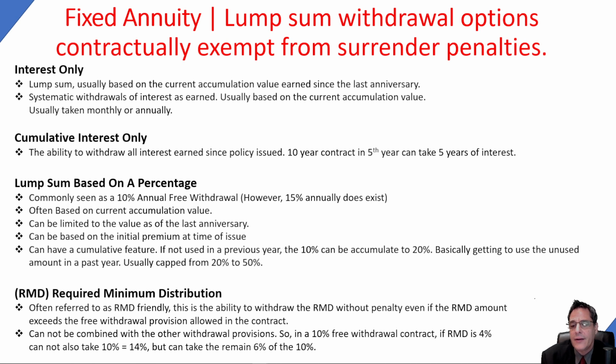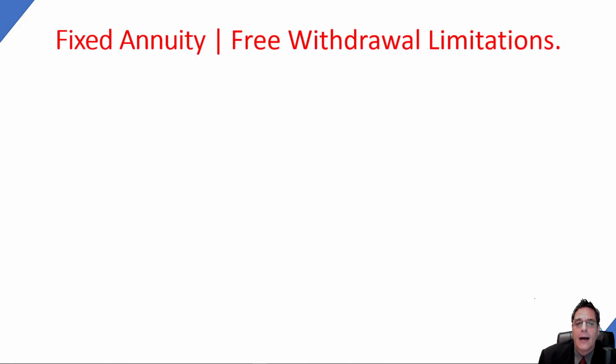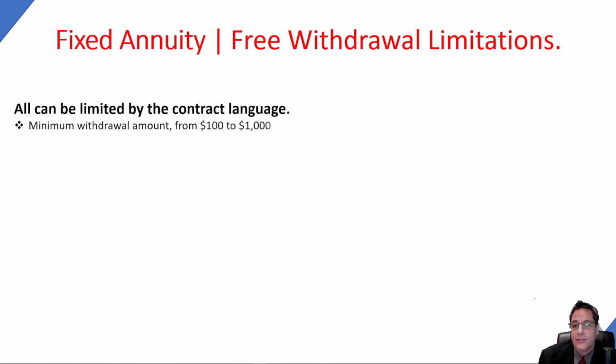Each one can be a little different, and you can't combine the two. So if you're within the surrender period, you can't take the RMD of 4% and then say, hey, I want my 10% free withdrawal too. That would equal 14% and violate the free withdrawal provision. But you can take the remaining 6%, or whatever is left up to that 10% free withdrawal provision. So that's how that would work with the RMD. There are some limitations in these too, and all of these can be limited by the contract, right? The insurance contract language.